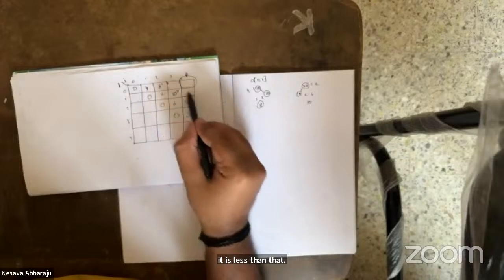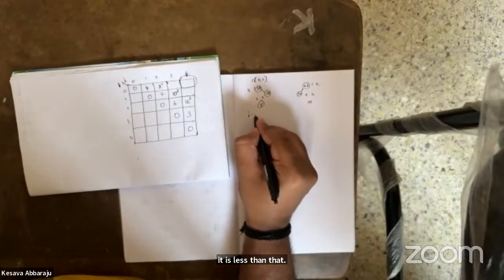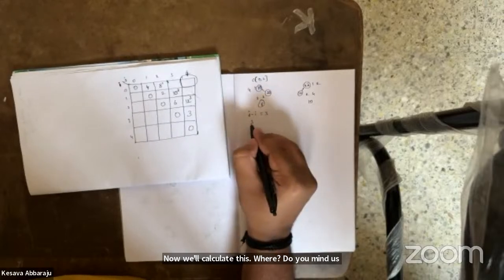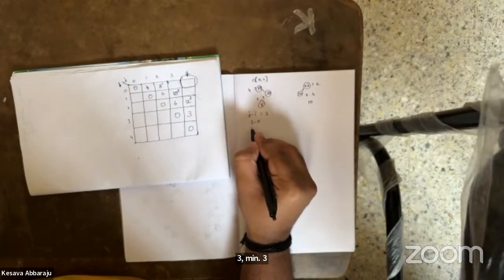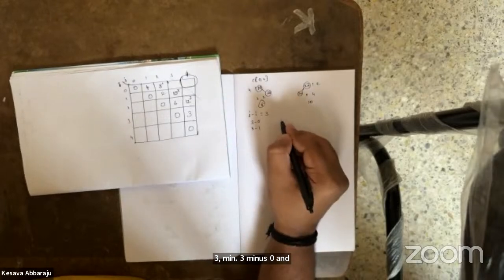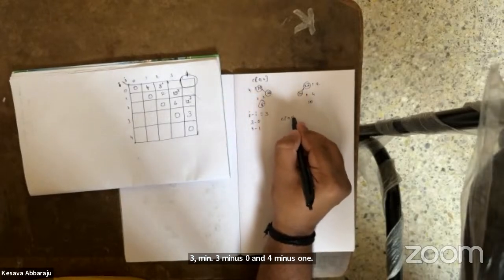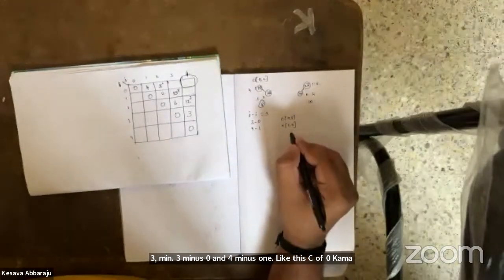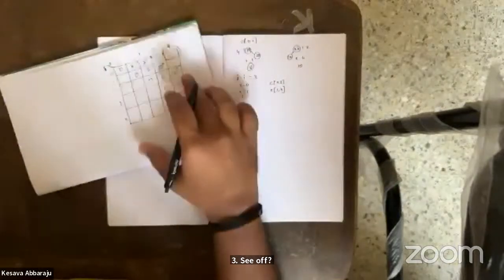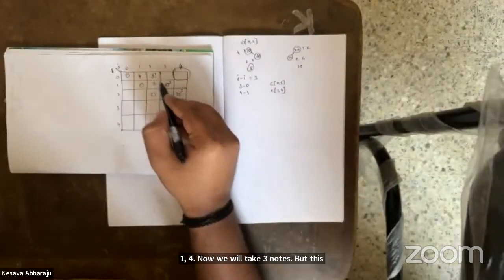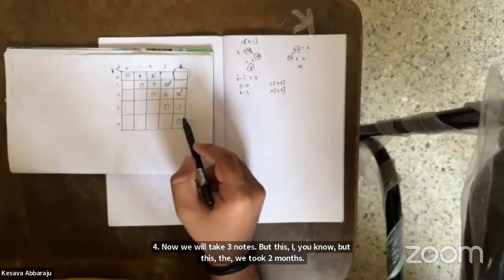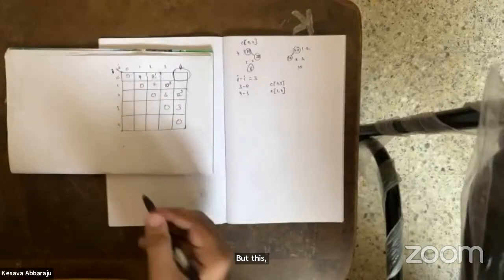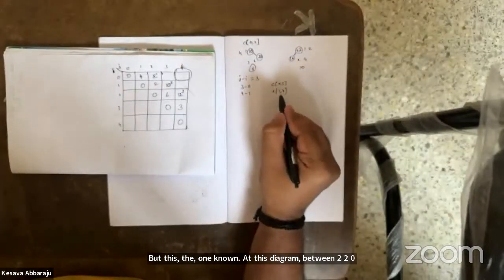Now we'll calculate this diagonal where j minus i is 3. That means 3 minus 0, and 4 minus 1. That is C of 0 comma 3, C of 1 comma 4. Now we will take 3 nodes. For this diagonal, we will take 3 nodes. For this diagonal, we took 2 nodes. For this diagonal, we took 1 node. For this diagonal, we took 0 nodes. So now we'll take 3 nodes, ignoring the first.